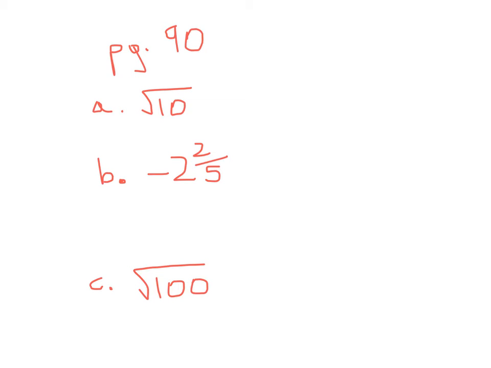Okay, moving on to page 90, which is guided practice. We're going to classify the square root of 10. Square root of 10, if you divided that out on your calculator, would be a decimal that does not repeat or end. It just keeps on going forever. So that would be irrational. Belongs to the set of irrational numbers.